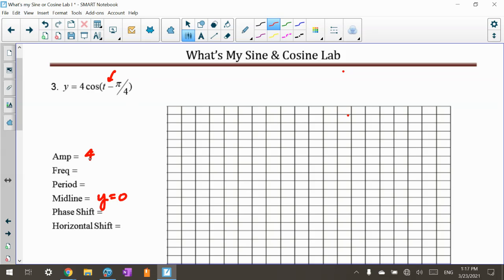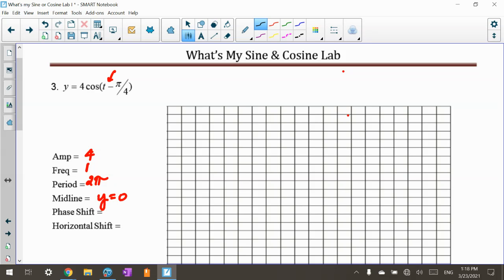I know my amplitude is 4. My frequency is whatever's in front of the variable, so it's a 1. My period is 2 pi over 1 or 2 pi. So that part's easy. So what I want to spend some time here is talking about phase shift and horizontal shift.